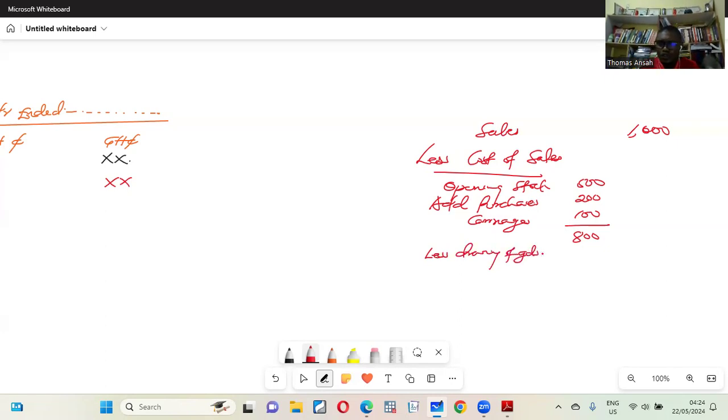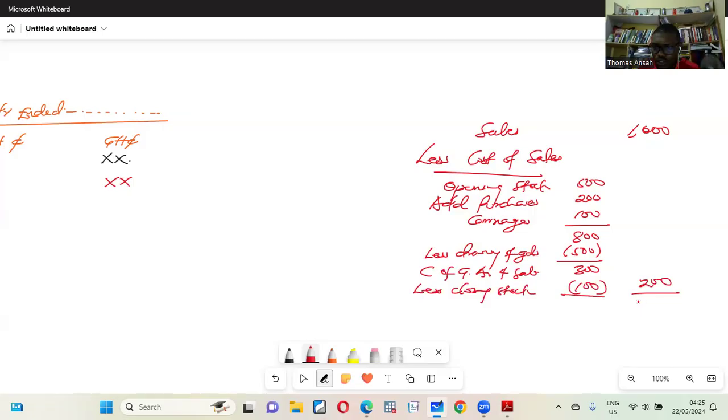Let's say the drawings of goods is 500. This is what you would have done. So you get something like what? 300, right? Then this one is called cost of goods available for sale. Then you less closing stock. Let's say our closing stock is just 100. So it means we will have what? 200. And our profit will be what? 800. This is what we do.